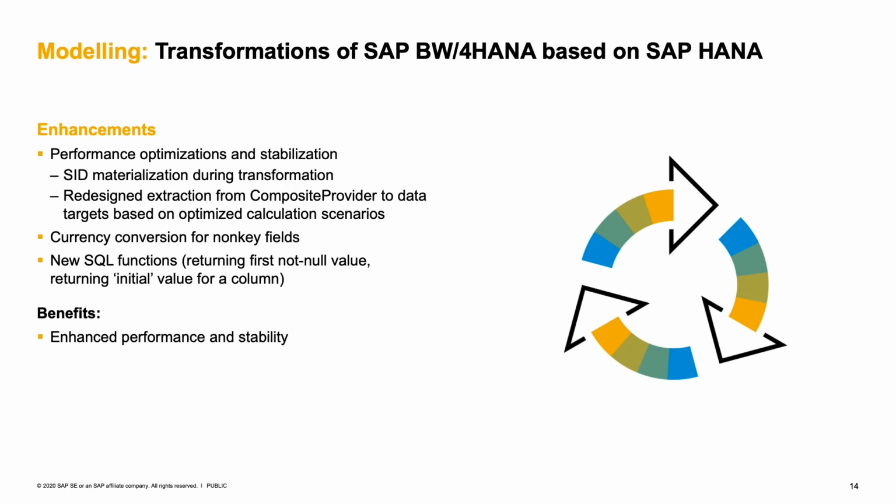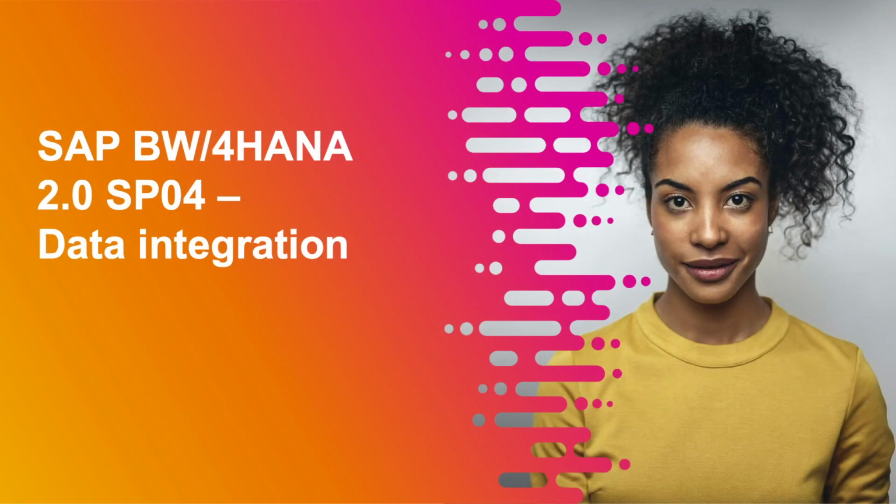Then when it comes to propagating data to additional data targets from a composite provider, also here the performance has been improved through better parallelization. Basically, the whole technology to propagate the data has been re-engineered here. So this is definitely also worth mentioning in this area. Before we come now to the next area, which is all about data integration in SAP BW 2.0.